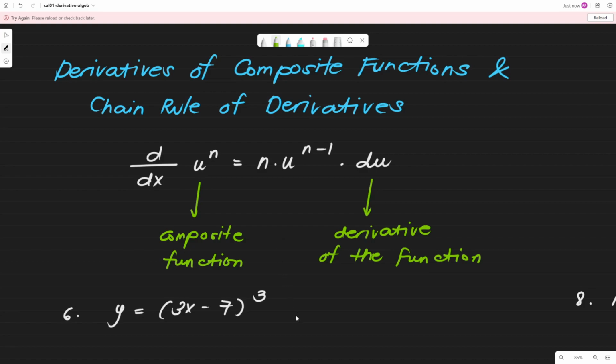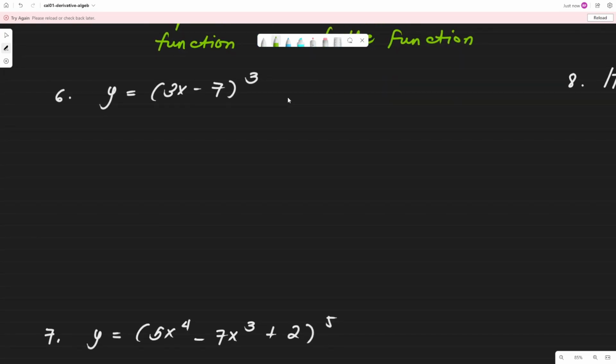Okay, so paano natin ginagamit yon? We have here our example, y is equal to 3x minus 7 quantity cube. So instead of expanding this, we will just apply the derivative of composite function. So we have dy over dx.